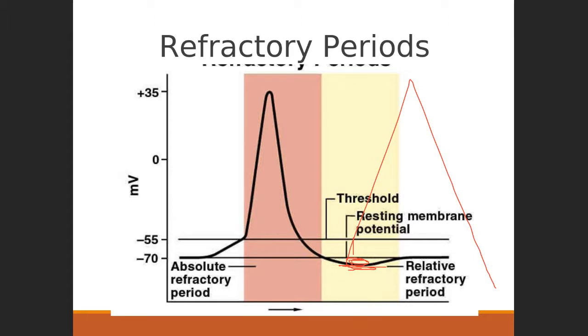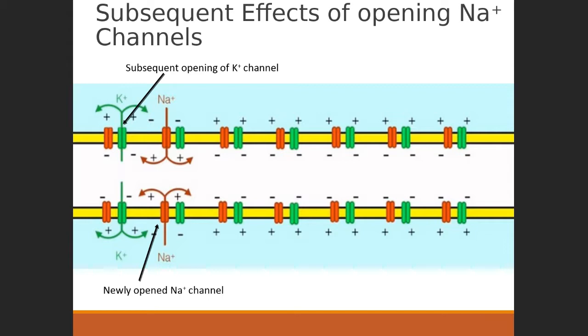Now, how does that reinforce one directional flow? Time. This relative refractory period and the absolute refractory period buys us enough time. So if we go and look at our domino effect again, where this pair opens up this pair, which opens up this pair. Well, remember, when this pair opens, now the sodium channel is going to go inactive.